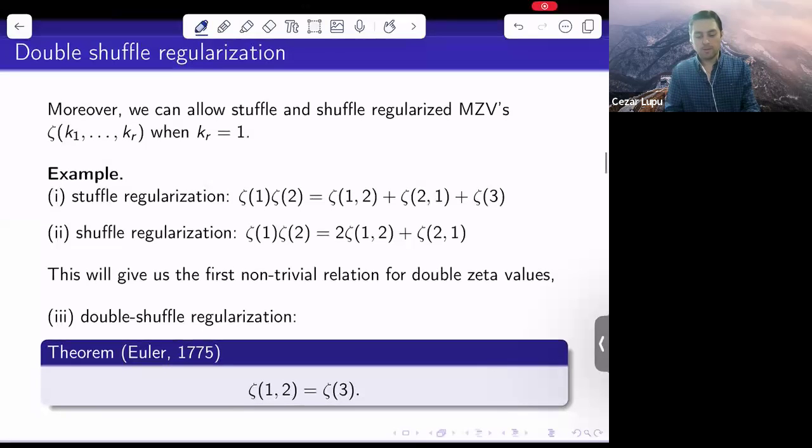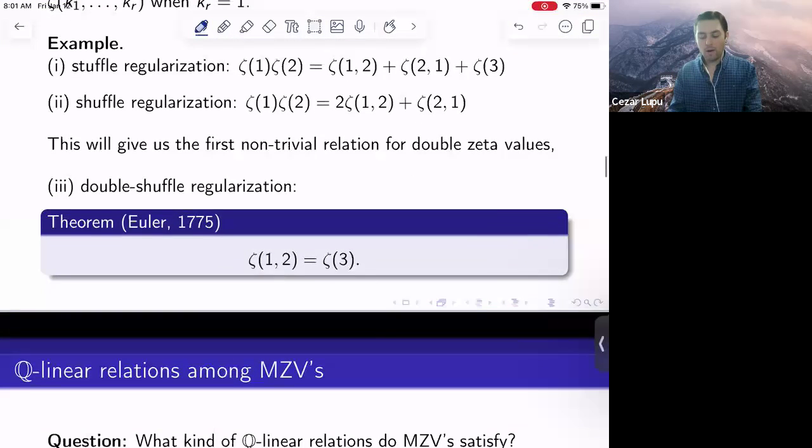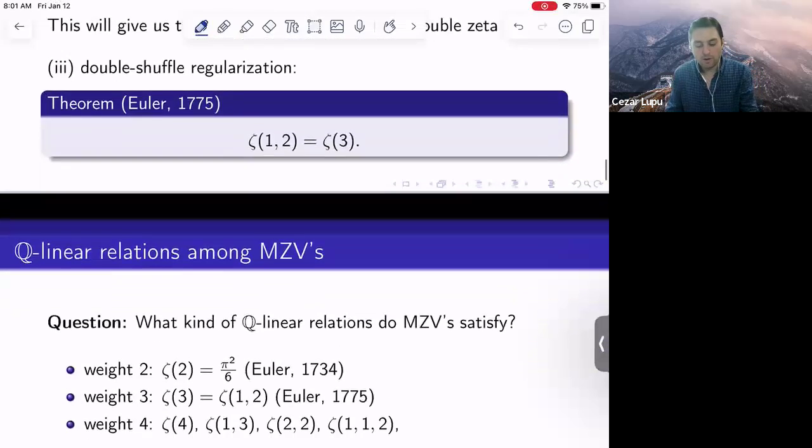Okay, so there is a conjecture now that all the relations among MZVs are given by these double shuffle regularized relations. They'll give us all relations. So it's still a conjecture. We don't know if that's true. But now we want to understand what kind of linear relations these MZVs satisfy. Like I said at the beginning, if we understand linear relations among MZVs, we can actually understand polynomial relations among odd zeta values. Okay, so let's start in weight.